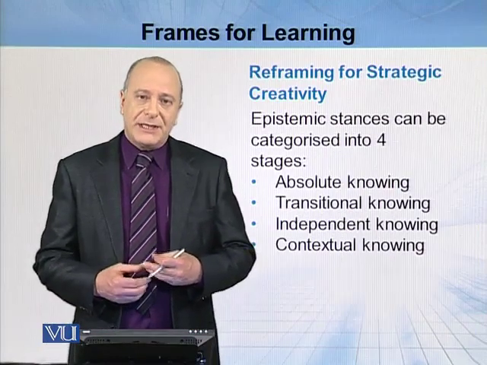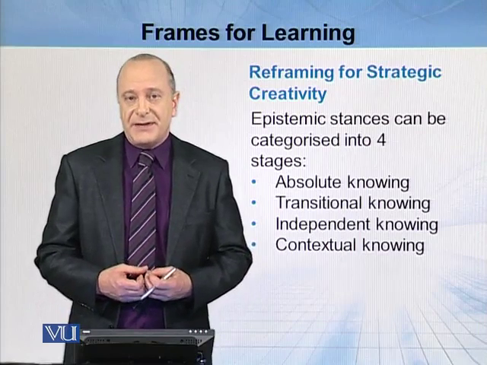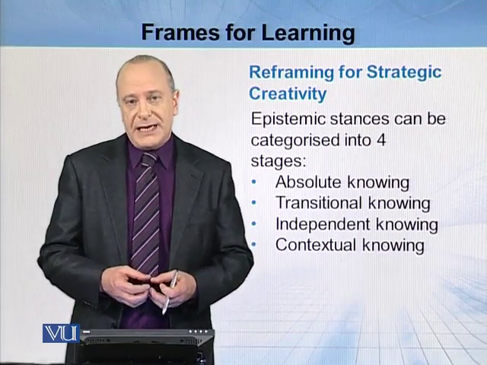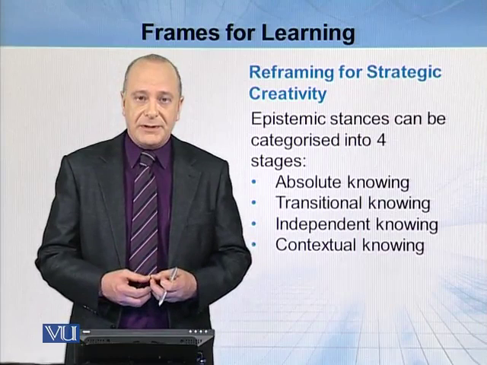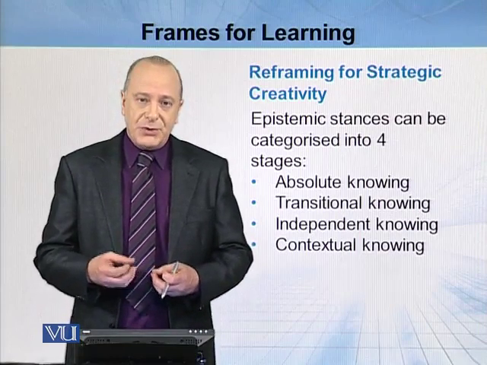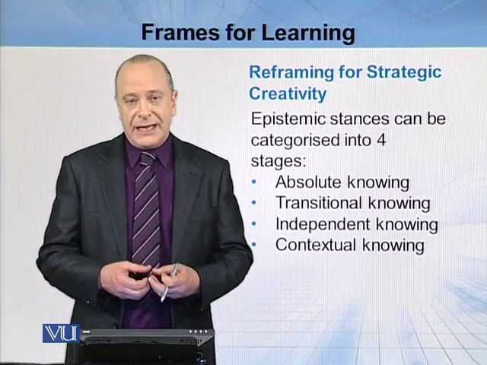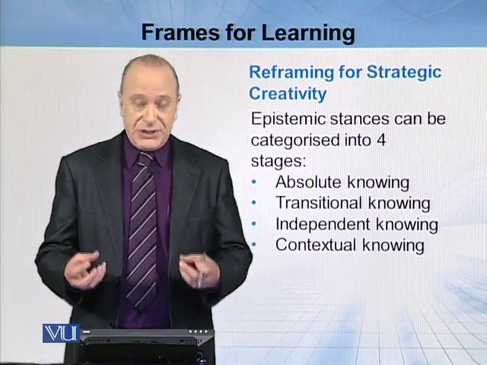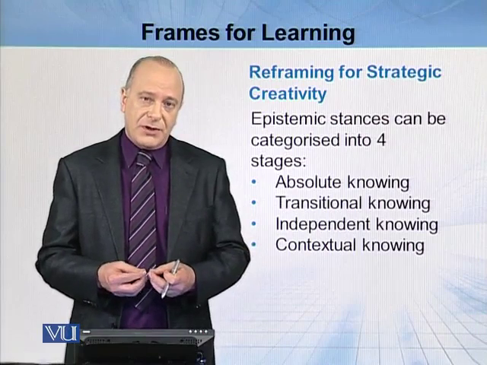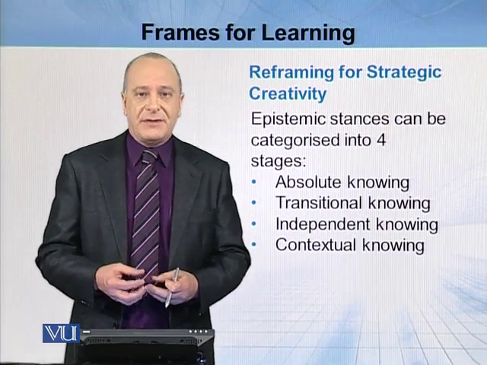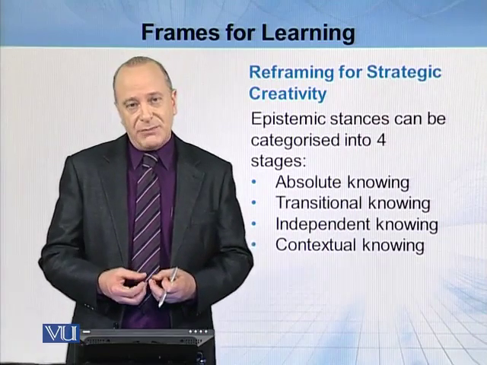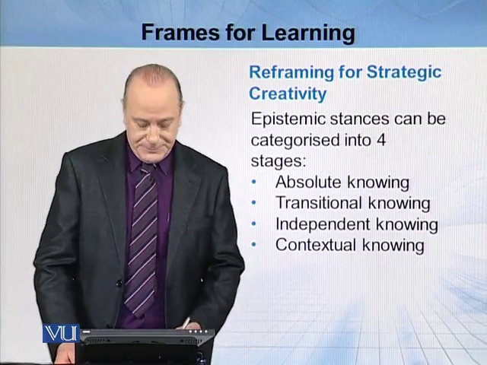And we can categorize epistemic stances into 4 key areas. The first area is absolute knowing. 2 other areas are transitional knowing and independent knowing. And the 4th area is contextual knowing. So there are 4 different stances that we can take in terms of the reflective role.